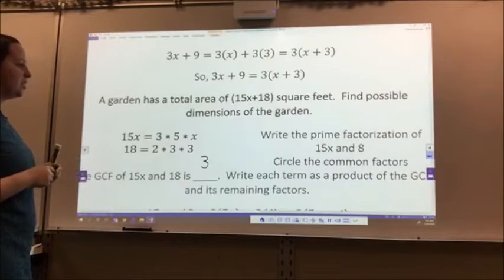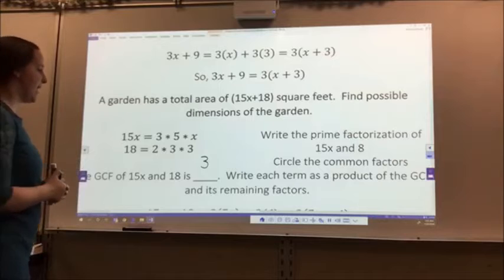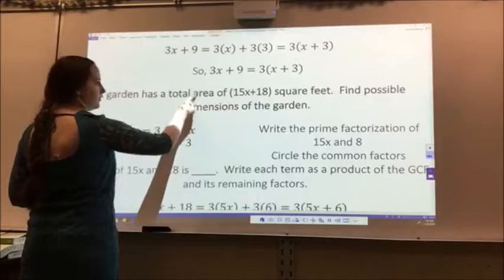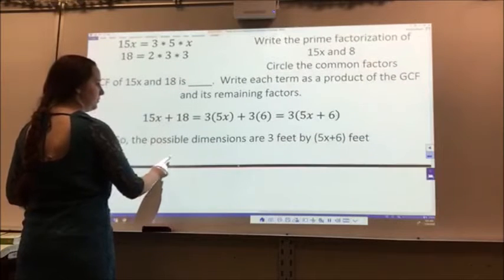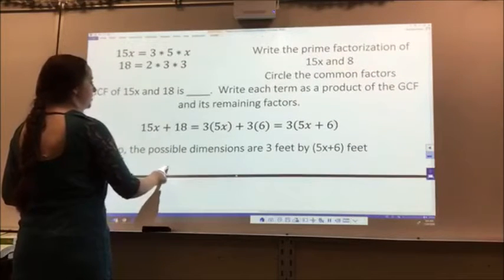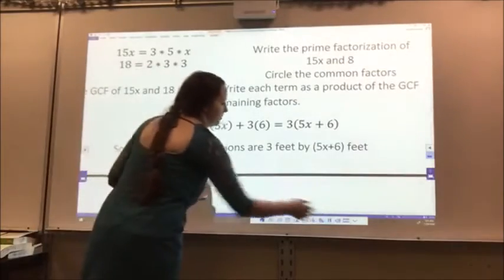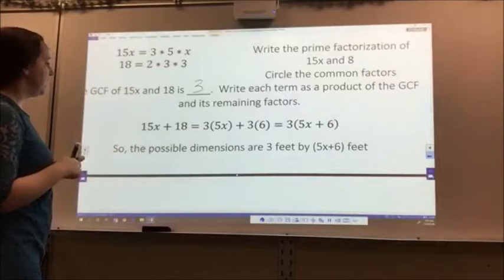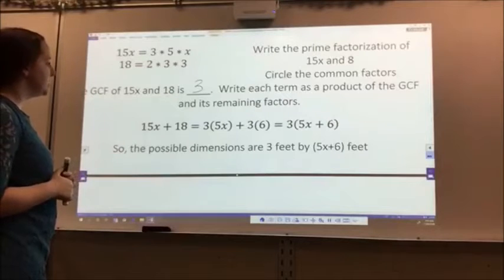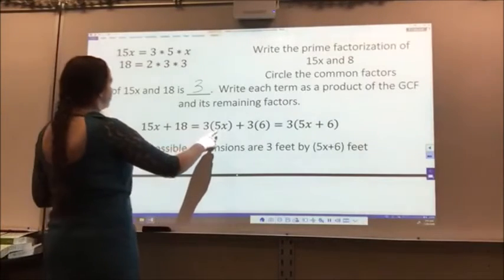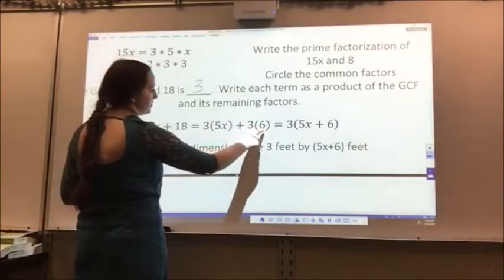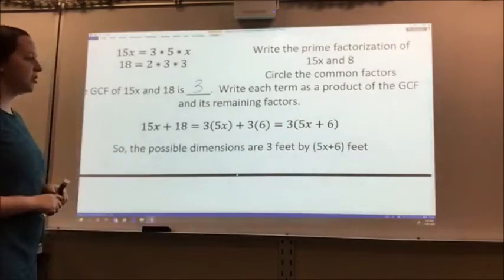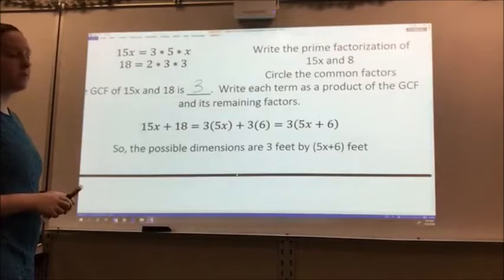So I'm going to write each term as a product of the GCF and its remaining factors. When I do that, 15x plus 18 equals 3 times 5x plus 3 times 6 equals 3 times the quantity 5x plus 6. So the possible dimensions are 3 feet by 5x plus 6 feet.